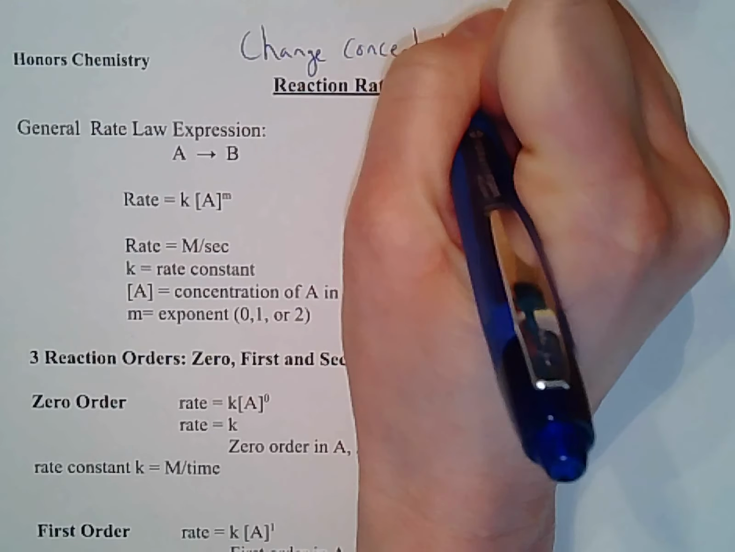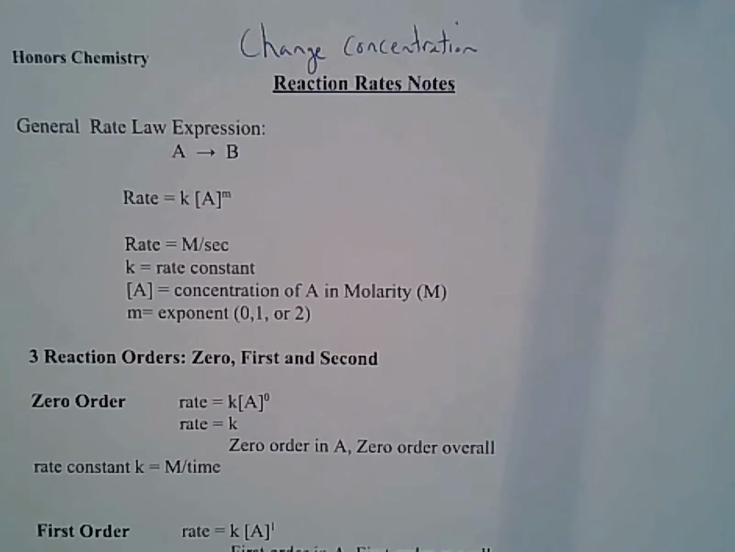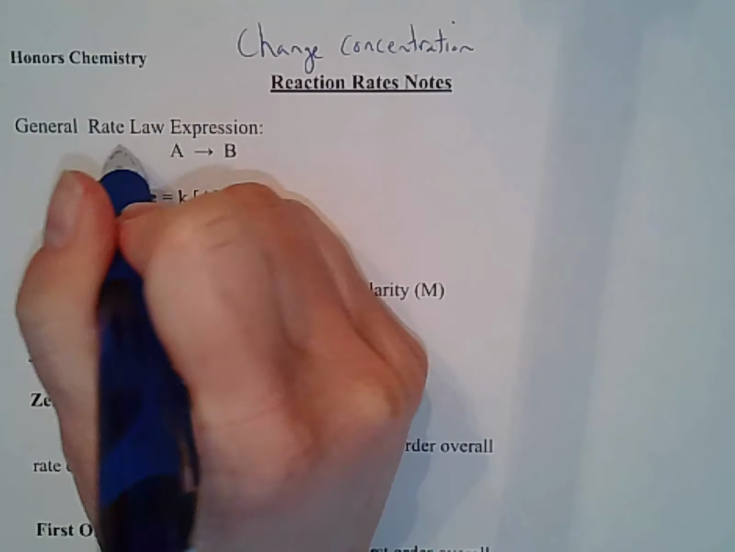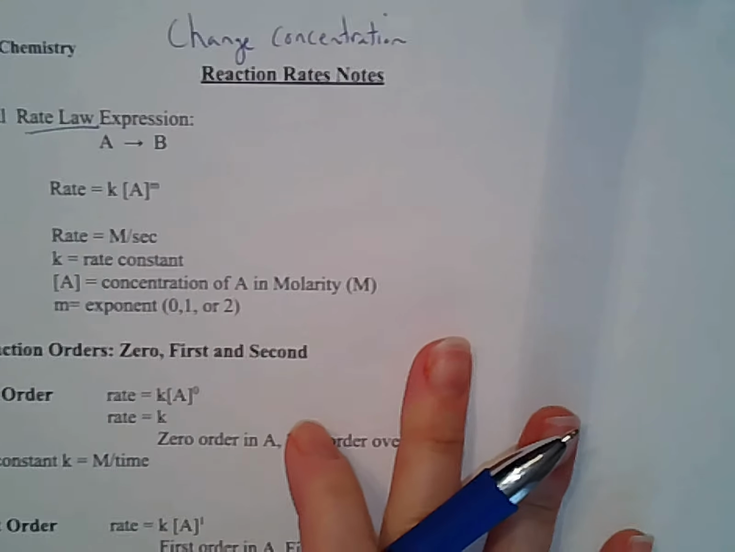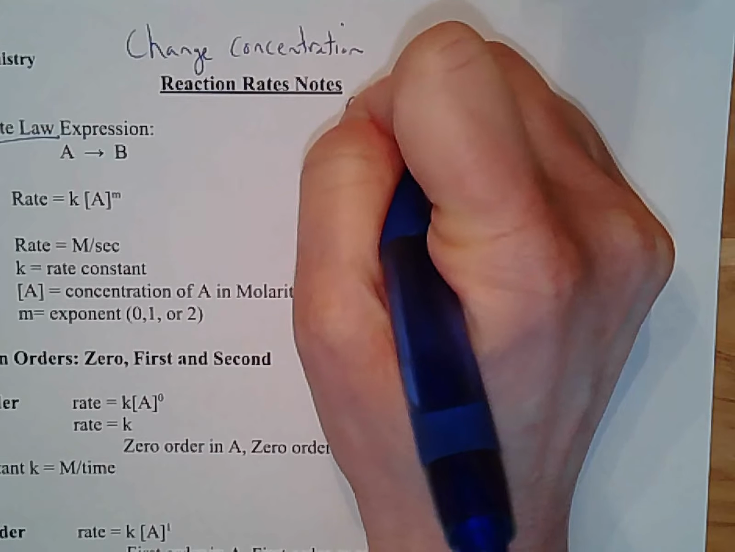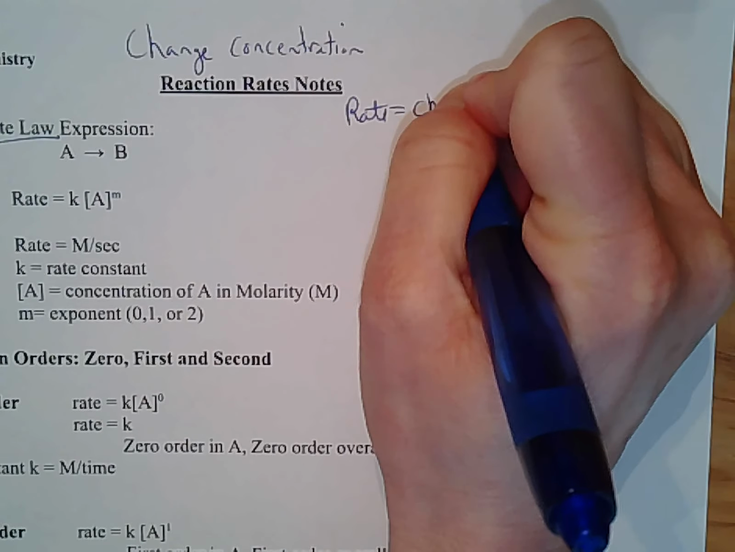So what we're going to look at is if we change concentration, how does that affect the rate of the reaction? So we are going to be talking about something called a rate law. But before we get to that, I want to review a little bit of what a rate is. So again, rate is going to be change over time.